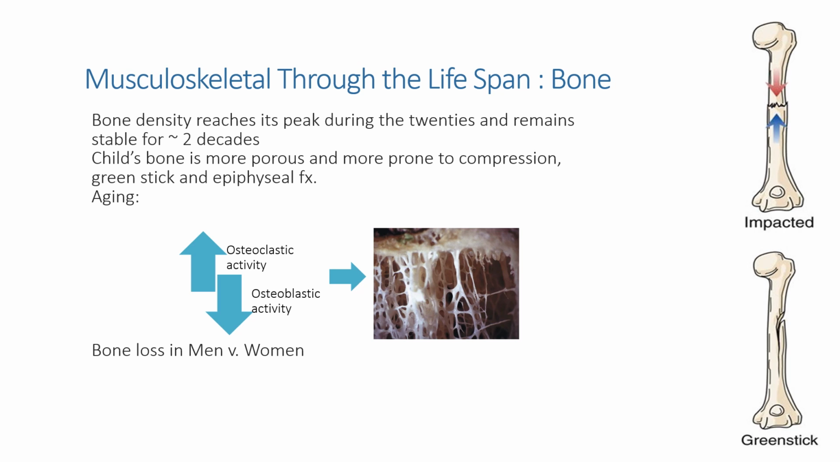Children's bone characteristics. The porosity and susceptibility to compression. Children's bones are more porous and susceptible to compression due to ongoing growth and remodeling. Green stick fractures are common in children where the bone bends and partially breaks, resembling a green stick snapping.